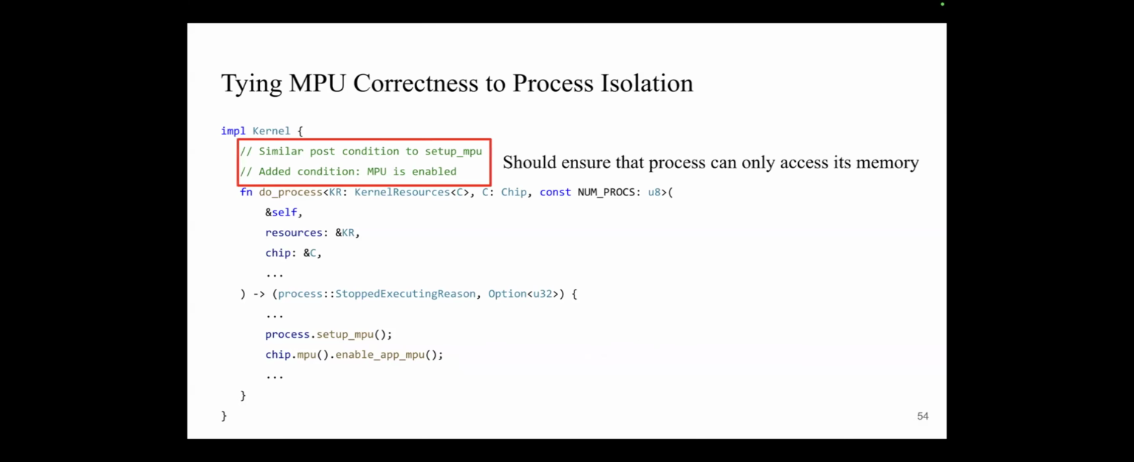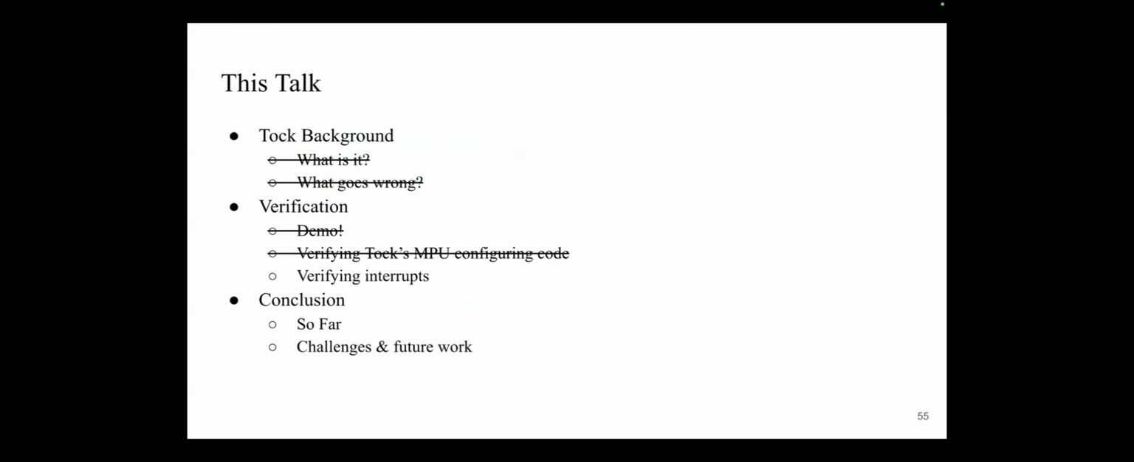And so that's going to allow us to add a specification to doProcess that ensures first that the process can only access its own memory and nothing else. And second, that the MPU is actually enabled. And if Flux gives us the green light and can prove that this is indeed the case, then we're good to go, right? We can guarantee, oh, great, my MPU is going to be turned on, and this process can only access memory that it's supposed to. Okay, so that's the high level of verifying MPU configuring code.